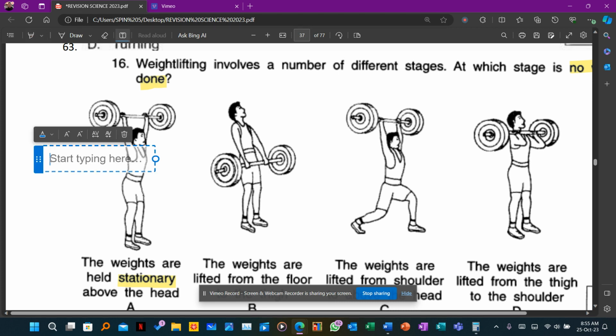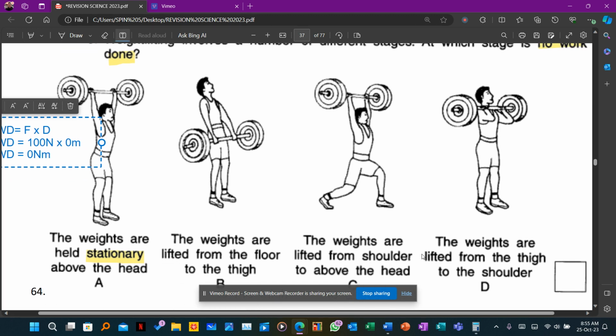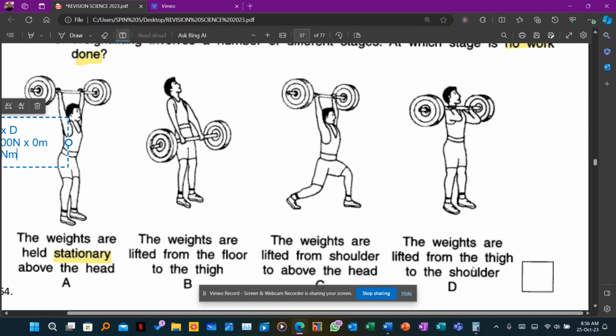It's because like this. You have to use the formula work done equal to force times distance. And it doesn't matter how much the weight is. Let's say it's 100 Newton, and if the distance is 0 meter because it's staying still, in the end the work done will be 0 Newton meter as well. The rest, you can see that it's lifted from floor to thigh, from thigh to shoulder, from shoulder to up. So all of these have distance, can be 1 meter here, 1 meter here, 1 meter here. Anything that involves distance will result in work done.